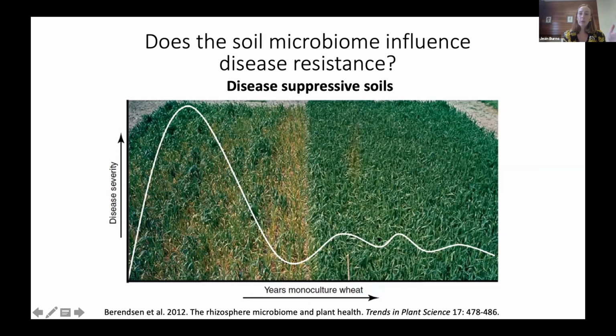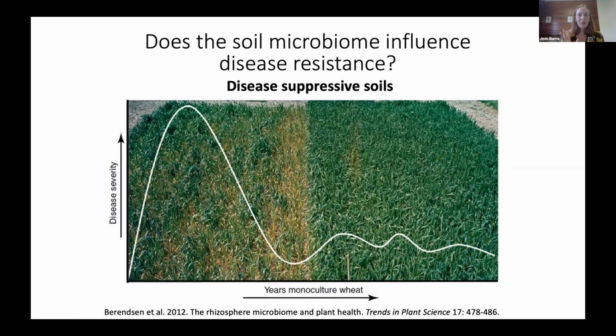But where wheat has been grown in monoculture year after year, the microbial community starts to develop a disease suppressive effect, which has been dubbed in agriculture disease suppressive soils, beneficial soil microbes, essentially. And so this is well understood for take-all disease. And so we expected, based on this, that there might be a positive influence of the soil microbial community on disease resistance, including to Phytophthora cinnamomi.